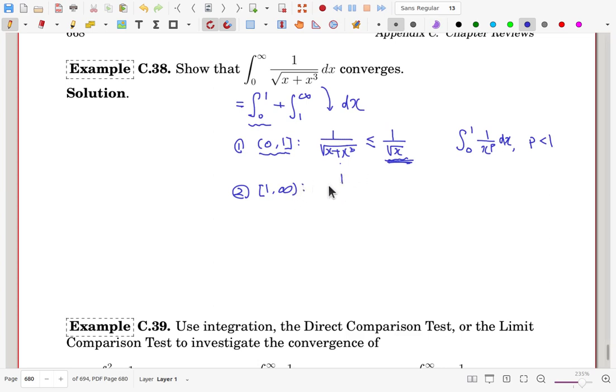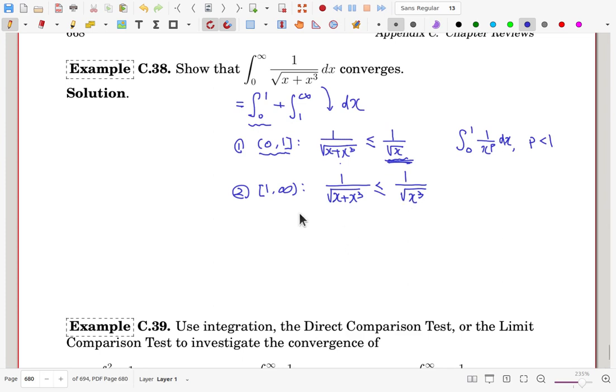Then 1 over the given integrand, 1 over x plus x cubed. Okay, we have to find something here that is larger than or equal to this one. That is now 1 over, for example, the square root of x cubed. How about that? Once we consider only the bottom, then this side is larger. Now it's reciprocal, so that side must be larger.